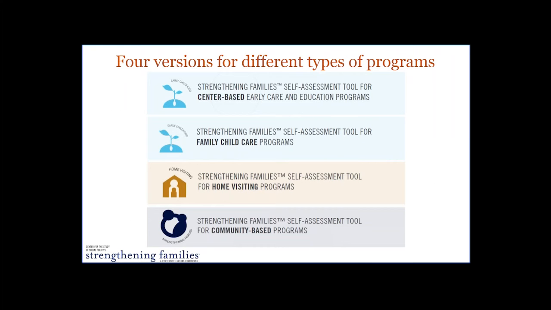So as I mentioned, we actually have 4 different versions of the self-assessment. These were released in 2014 as an update to the previous version of the self-assessment that was designed for any type of program to use. We decided that we wanted to get more specific about what programs could do in different contexts and given a different relationship with families. So there are 2 versions that are for early care and education, one for center-based programs and one for family child care programs.